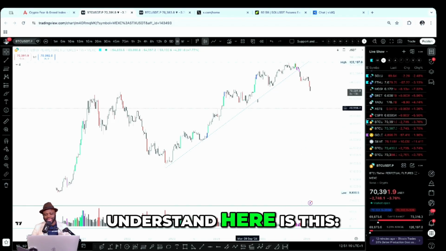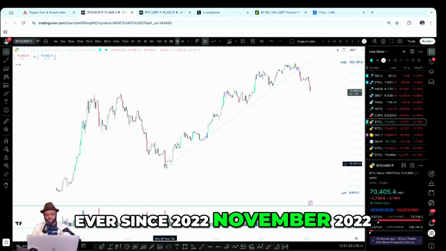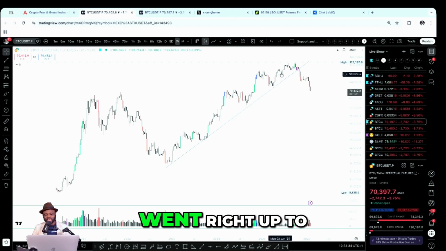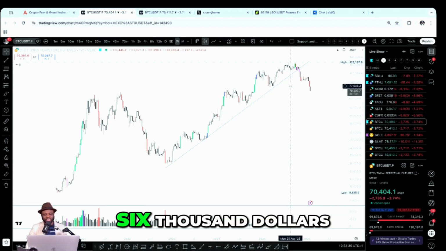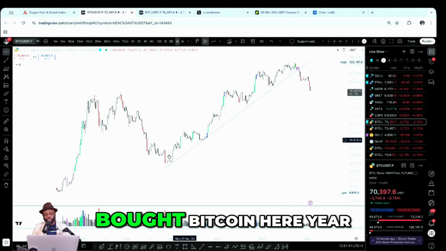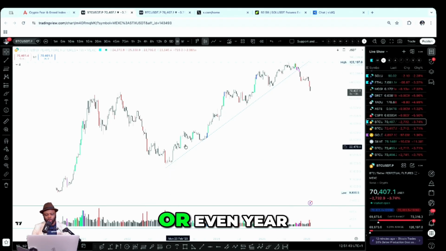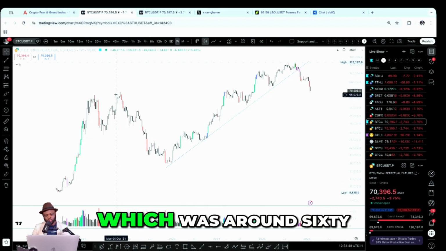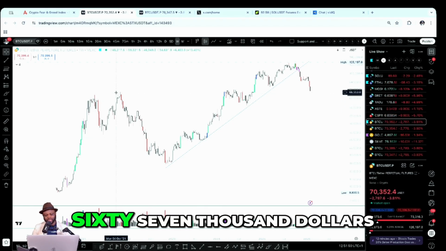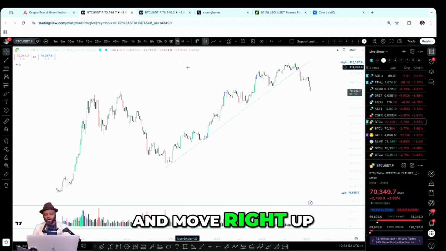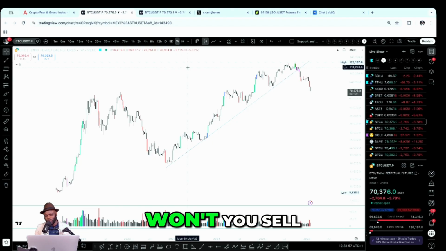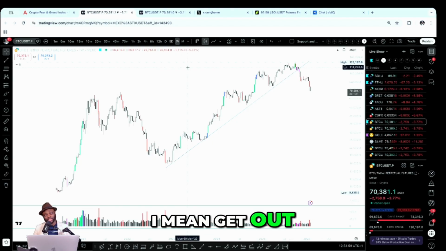What you have to understand here is this. Ever since November 2022, we have been in an uptrend. And price went right up to $126,000. Imagine that Bitcoin broke structure, first of all the previous structure, which was around $68,000 or $67,000, and moved right up to $126,000. Won't you cash out profit? Won't you sell? Get something out of it?